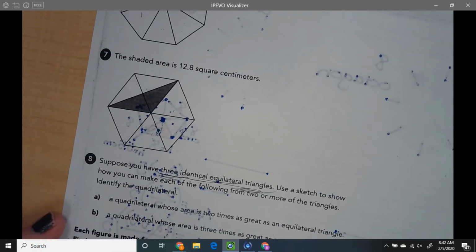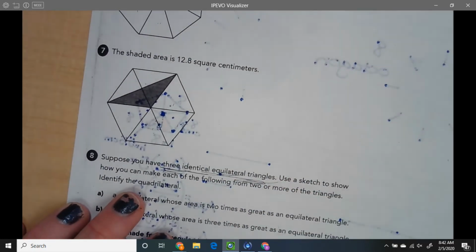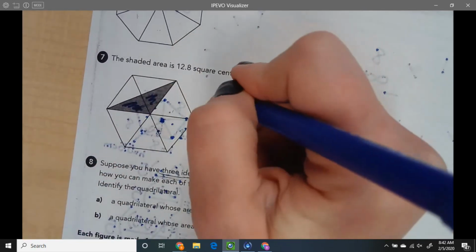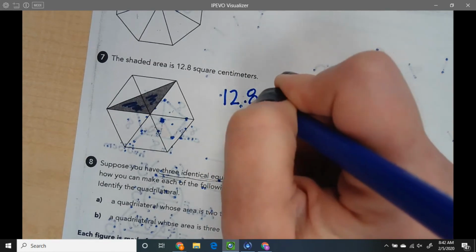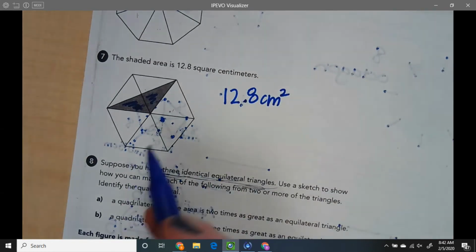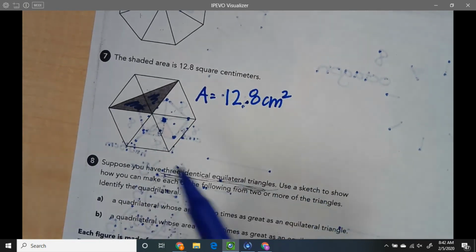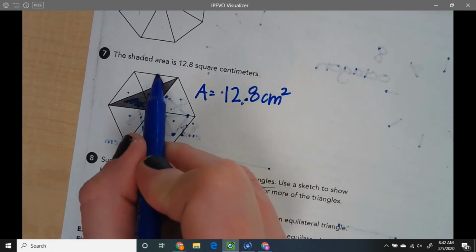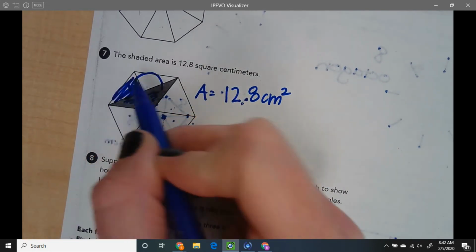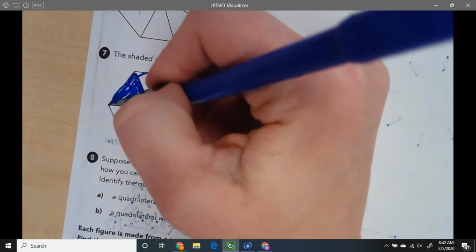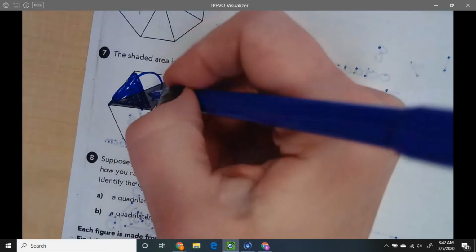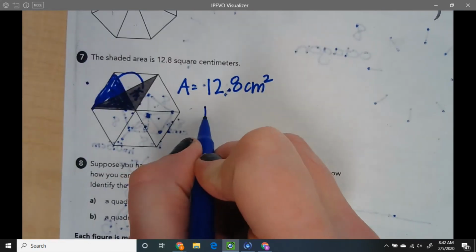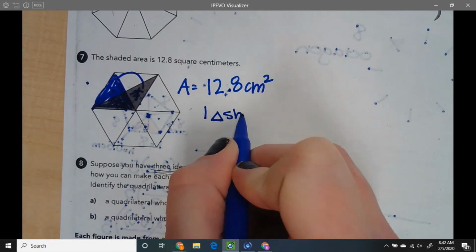Okay, the last one we're going to do together is number 7. So right here, it tells you the shaded area is 12 and 8/10 centimeters. You should be able to see that this is the same as this. So I could move this here, and then that would be one whole triangle. And then this wouldn't be filled in anymore. So I would have one whole triangle filled in and shaded in, and 5 not shaded.